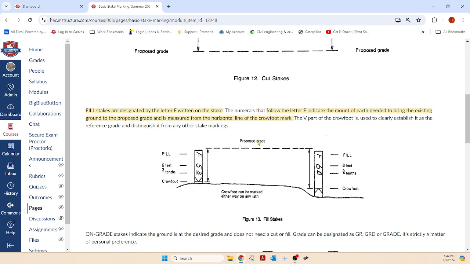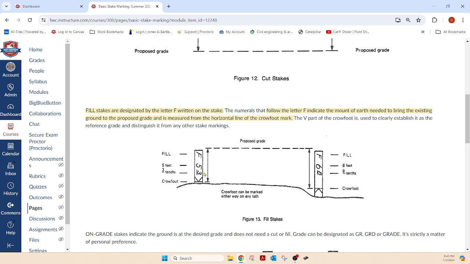I'm going to tell you right now, the proposed grade is where you want the grade to be. The existing grade is where the grade is now, naturally. So we're going to change this to the proposed grade using fill. We're going to bring dirt in and fill it up to right here. In this case, we're going to fill it 6 and 8/10. In this case, we're going to fill it 5 and 3/10.